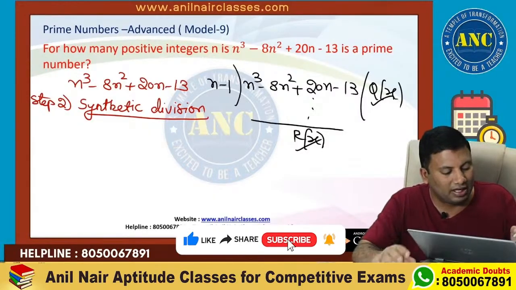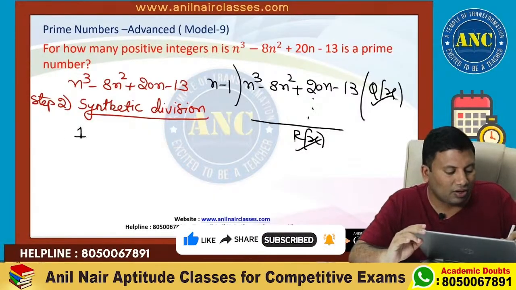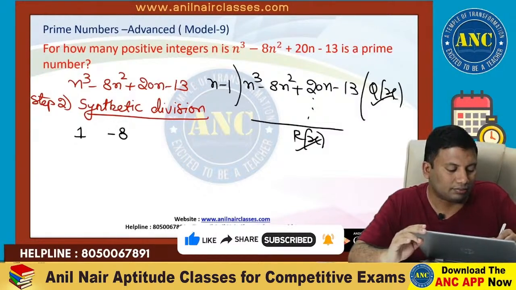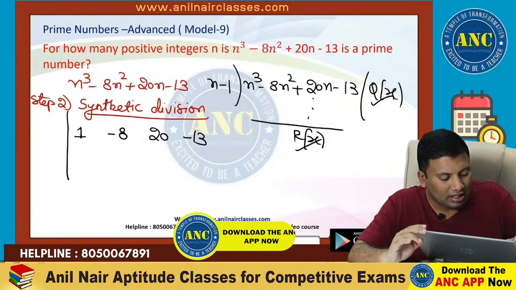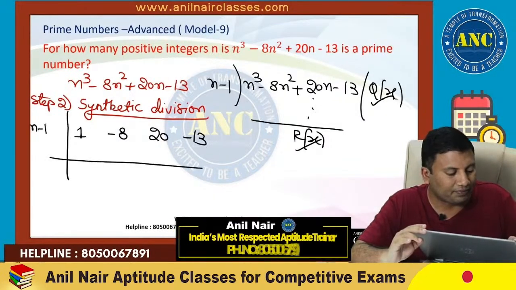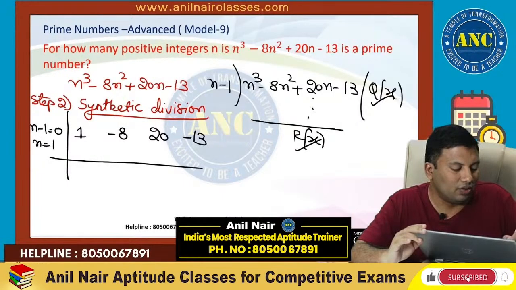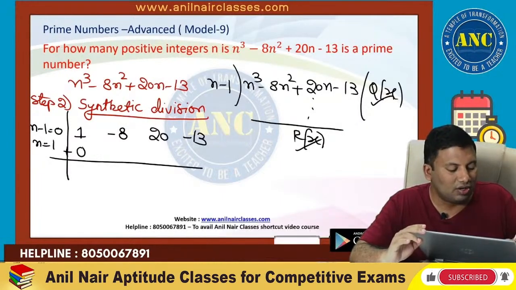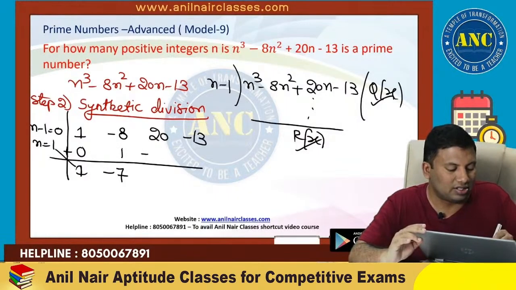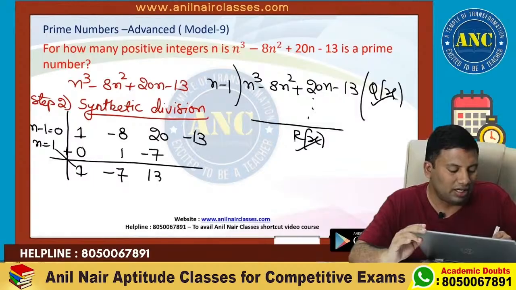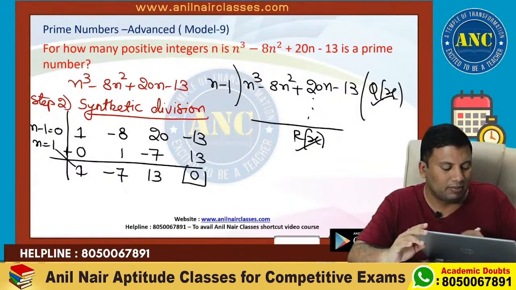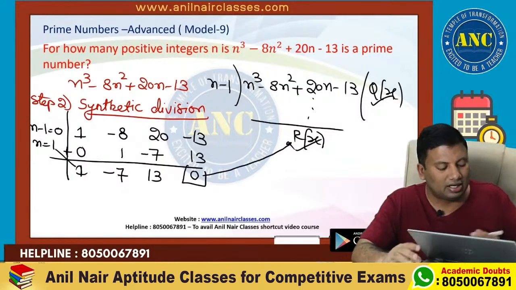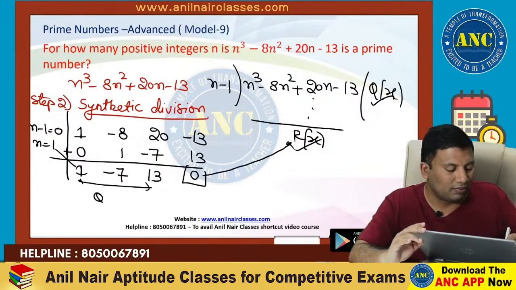How is it obtained? Write down the coefficients in serial order: 1, minus 8, 20, minus 13. N minus 1 is a factor, so put it equivalent to 1. Start with 0. 1 plus 0 is 1. Multiply: minus 8 plus 1 is minus 7. 20 minus 7 is 13. 13 ones are 13, so this is 0. This is the remainder 0, and the rest is the quotient.